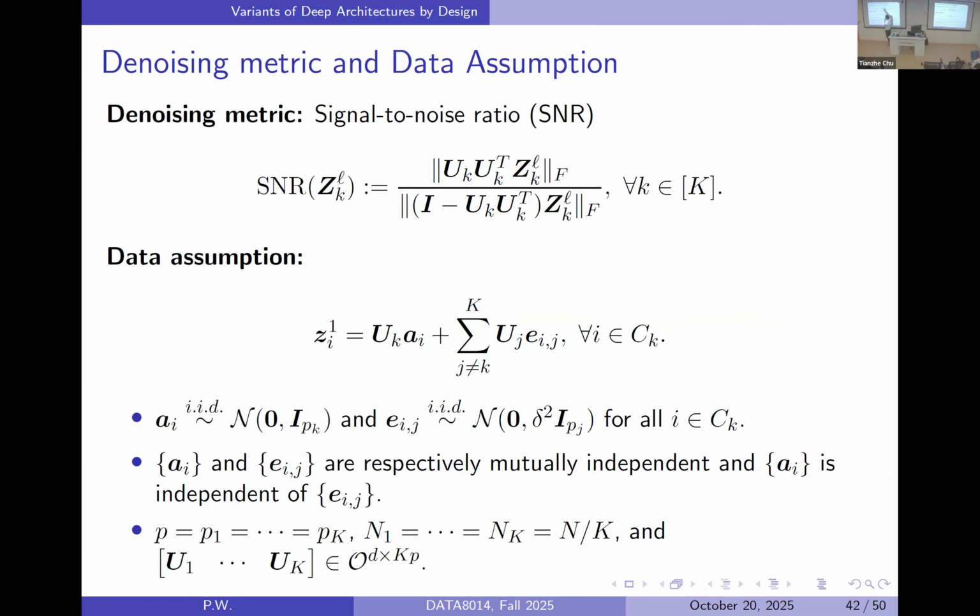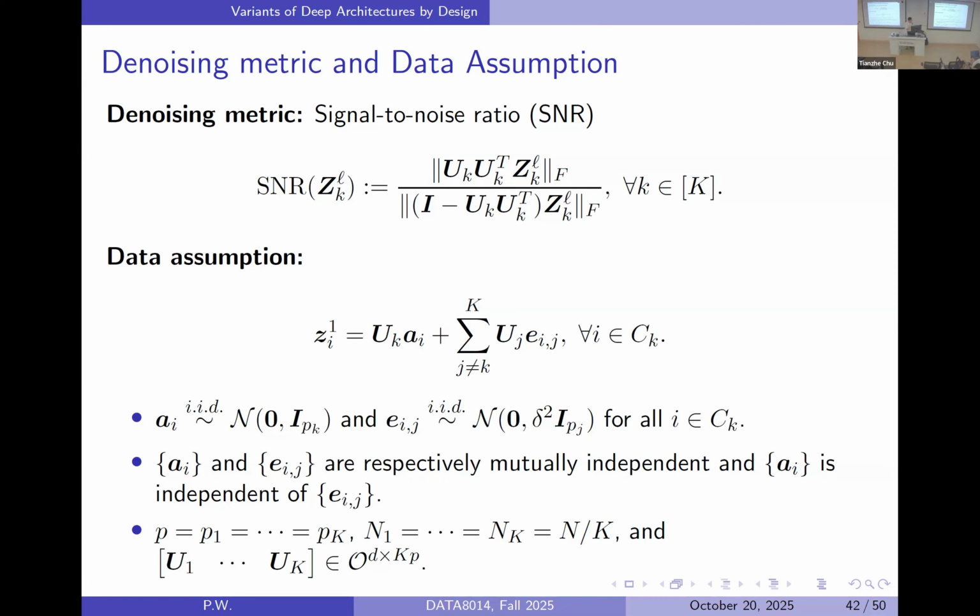This part is U_k transpose of all the tokens, right? The tokens belonging to the K subspace. This is the signal part, the magnitude of the signal part. This is the magnitude of what? Of the noise part, right? Signal over noise. That is why we say it's a signal-to-noise ratio metric. Any questions? This metric is a key component in our analysis.